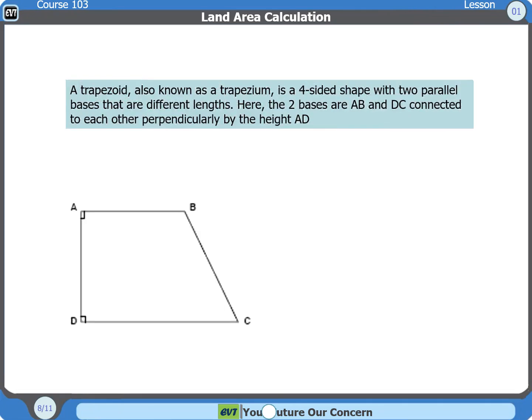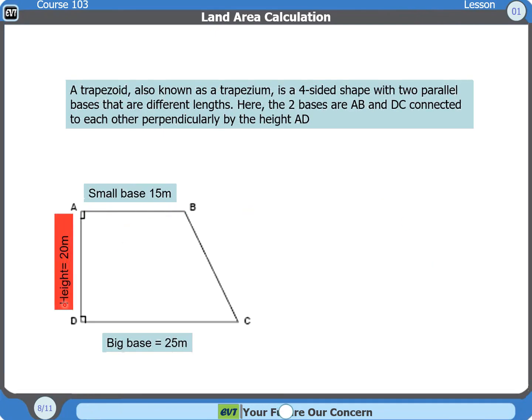A trapezoid, also known as a trapezium, is a four-sided shape with two parallel bases of different lengths. The two bases are AB and DC, connected to each other perpendicularly. This is the big base, this is the small base, and we have the height of 20 meters, which is AD.